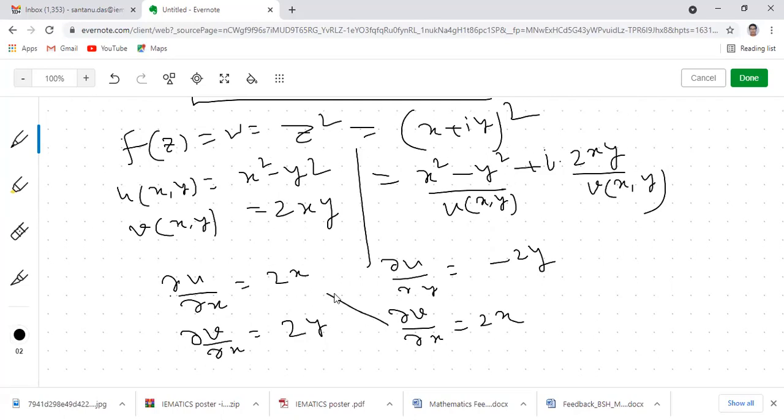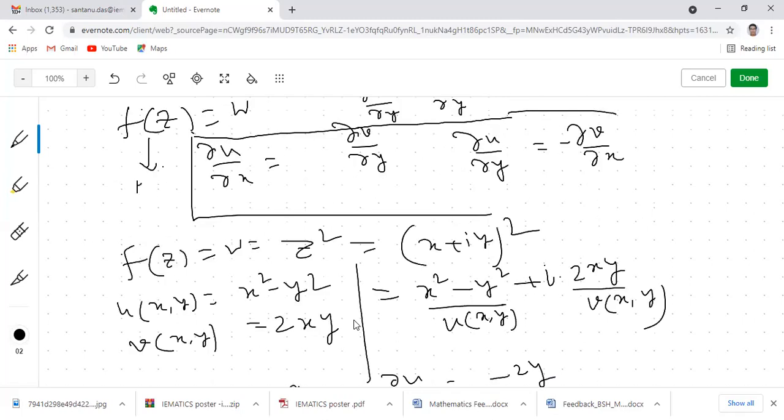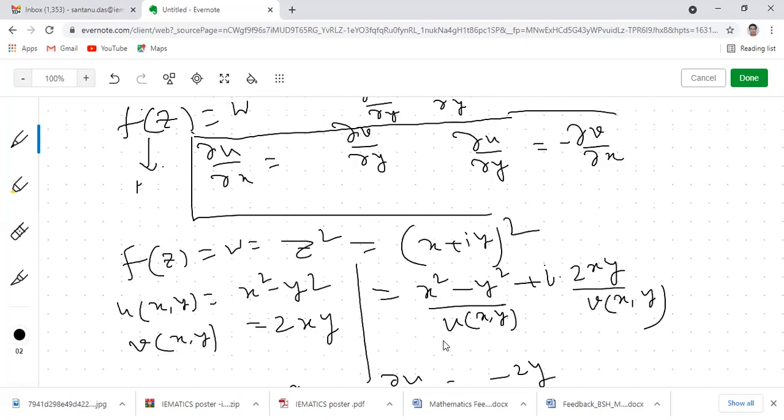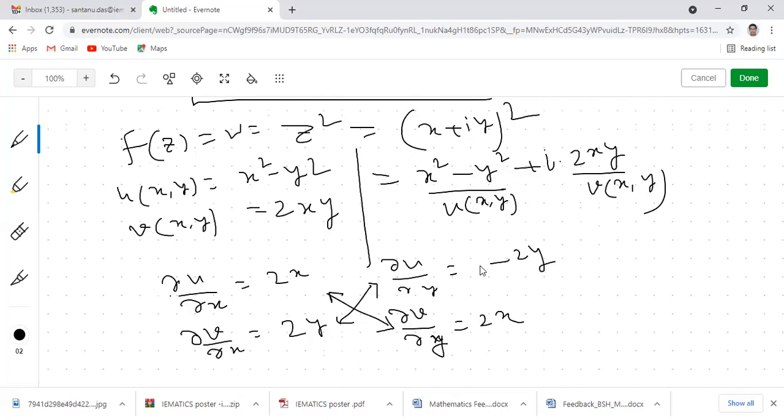So here del u del x equals del v del y, and del v del x equals minus del u del y. So this equation is satisfied. Del u del x equals del v del y, and del u del y equals minus del v del x. These two are satisfied. So here the function that is originally defined is said to be satisfying the Cauchy-Riemann equation. Okay. Is that clear? Have you got it? Yes, sir.